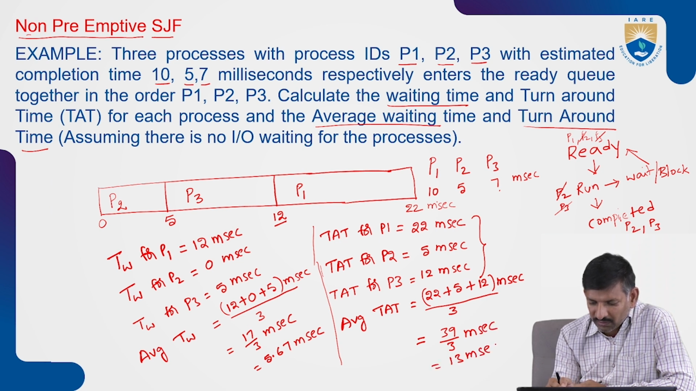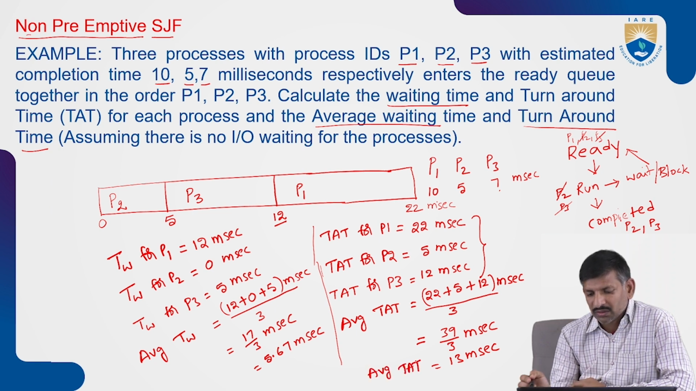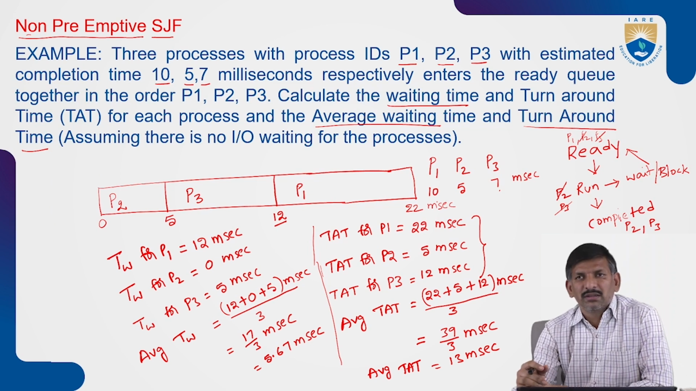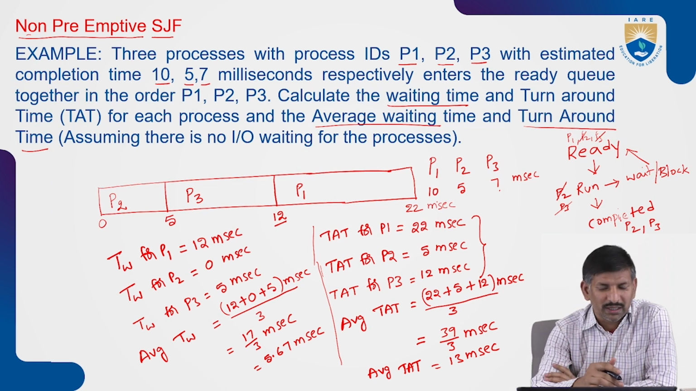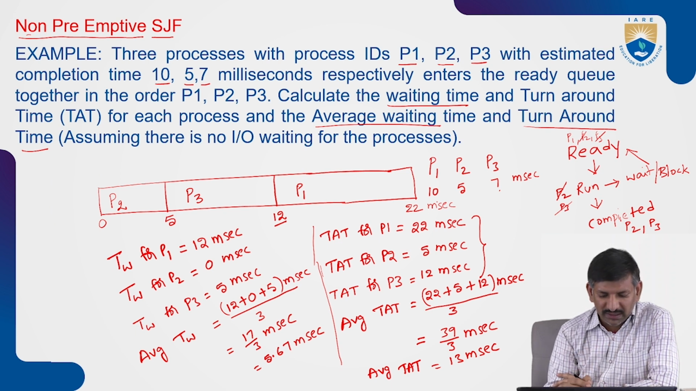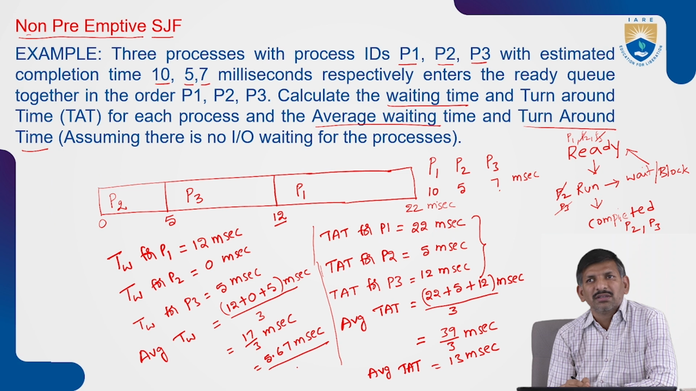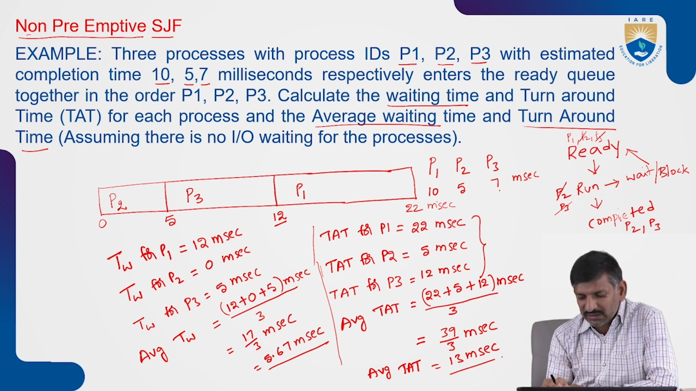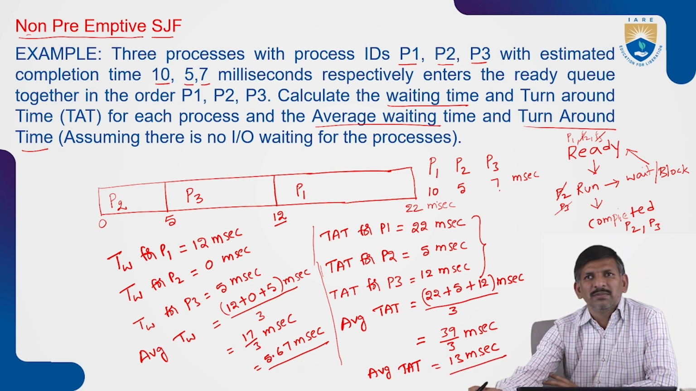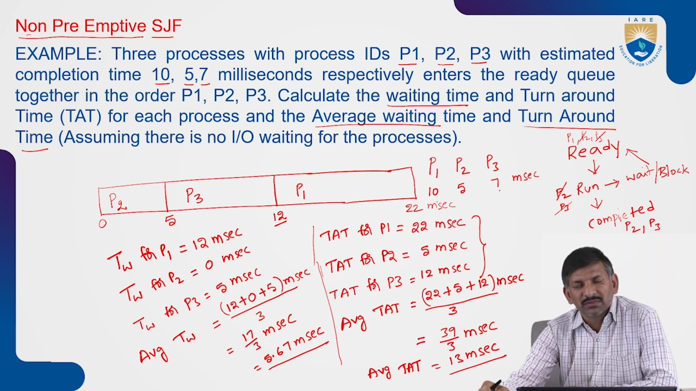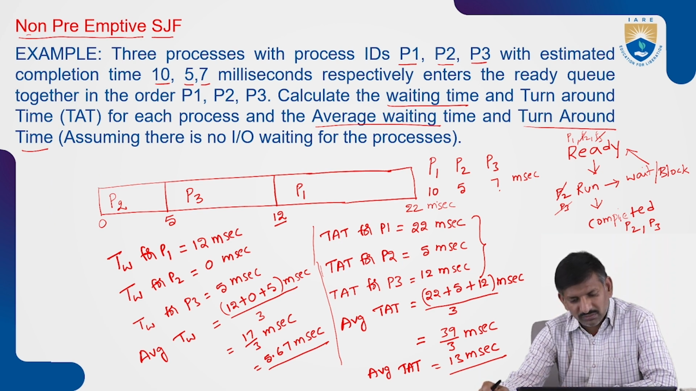Totally 13 milliseconds. So for this requirement, if you follow the scheduling algorithm, the average waiting time is 5.67 milliseconds. Average turnaround time is 13 milliseconds for this requirement. Shall we take one more example with the same thing?